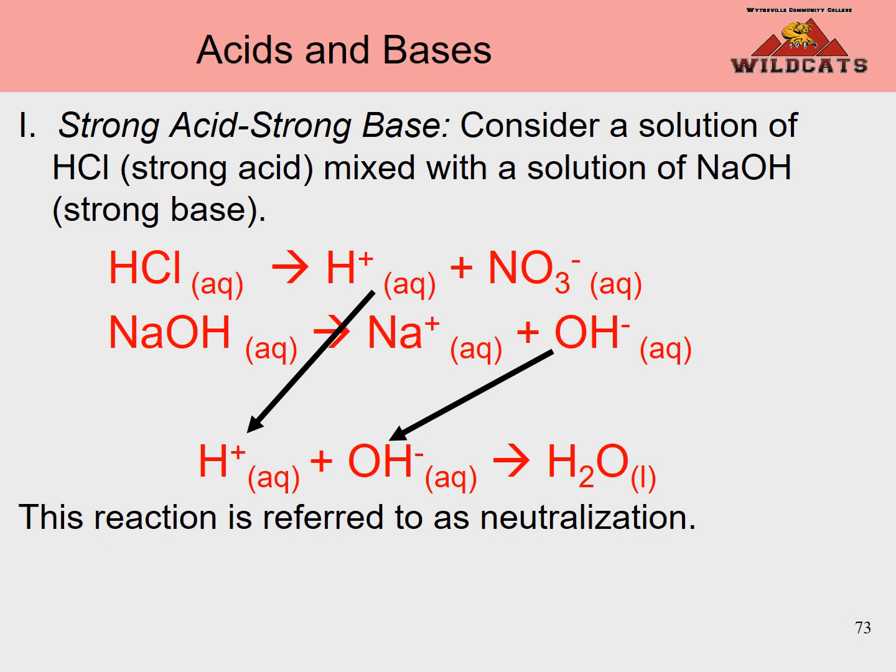So if we take a strong acid and a strong base, HCl as the strong acid and NaOH as the strong base, what you'll notice is if we eliminate the net ionic or the spectator ions, the only thing we end up with is H2O as a liquid. And so this is referred to as a neutralization reaction because every hydrogen neutralizes an OH.